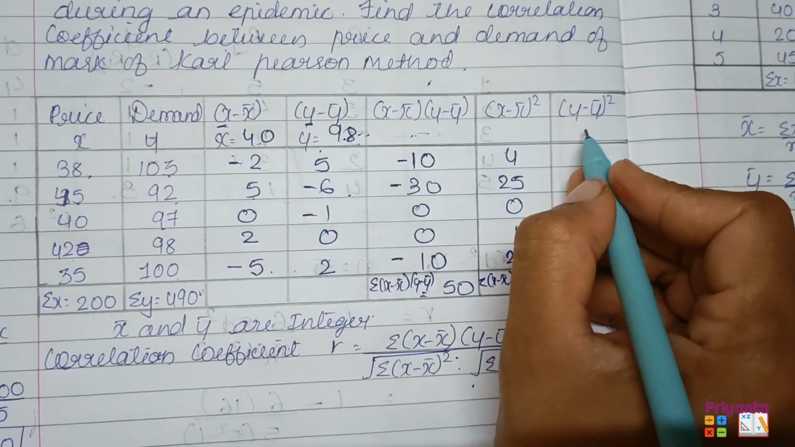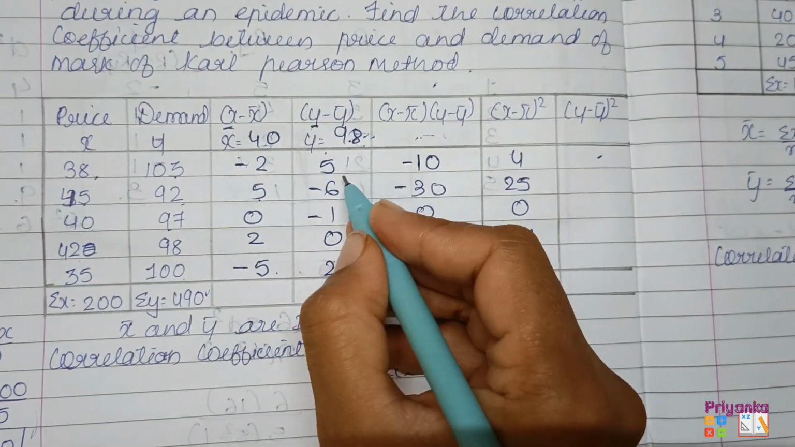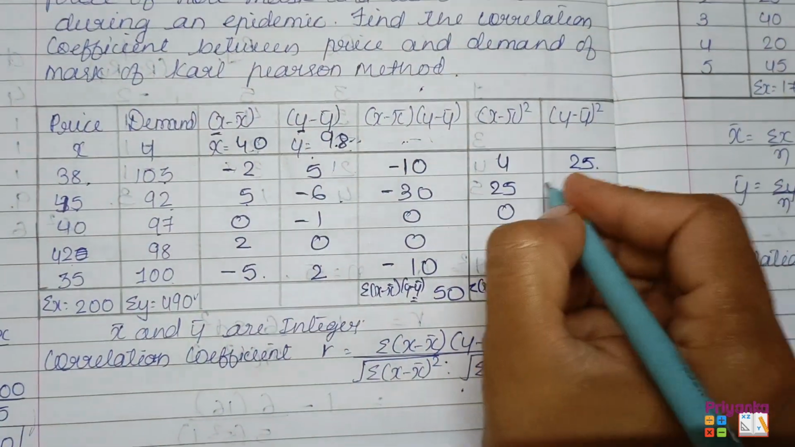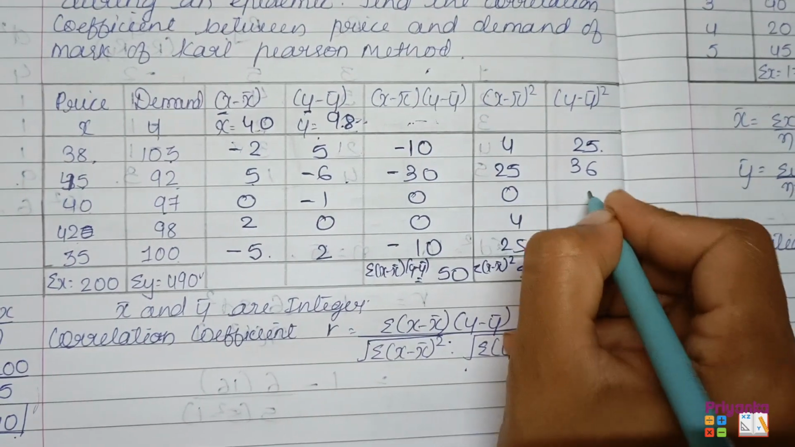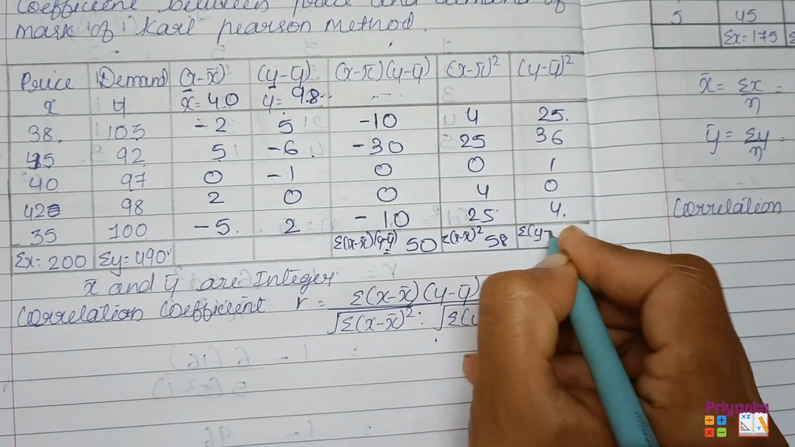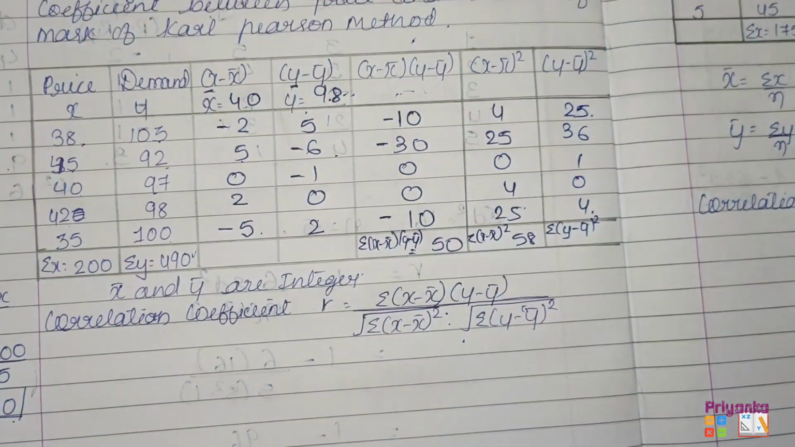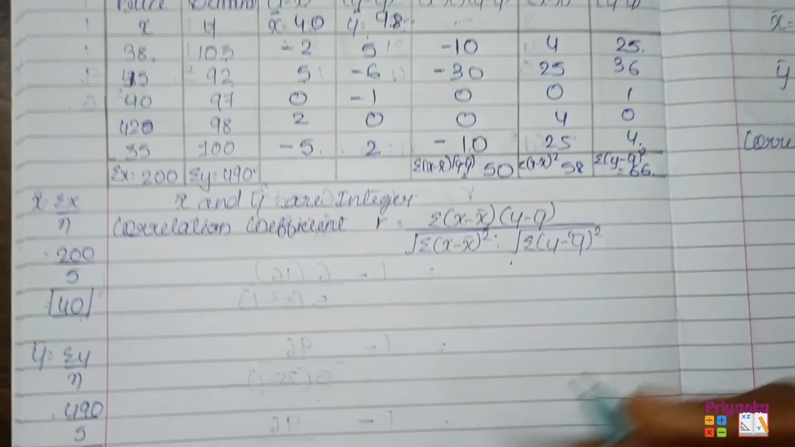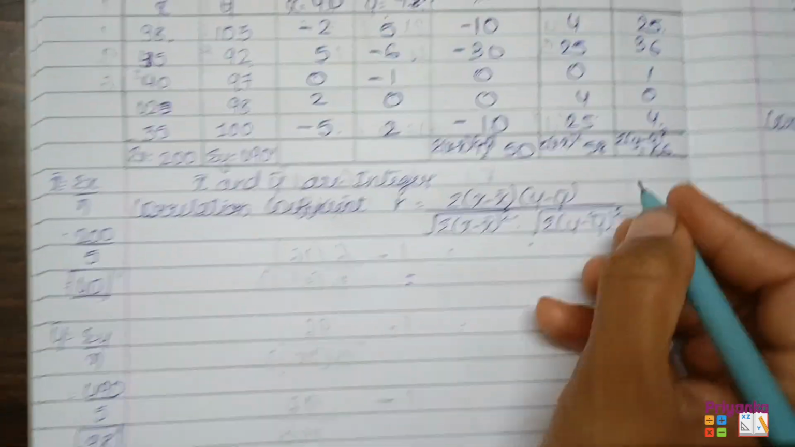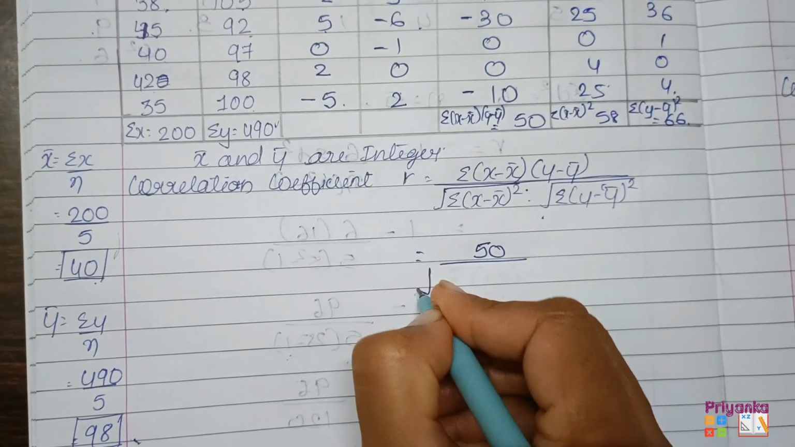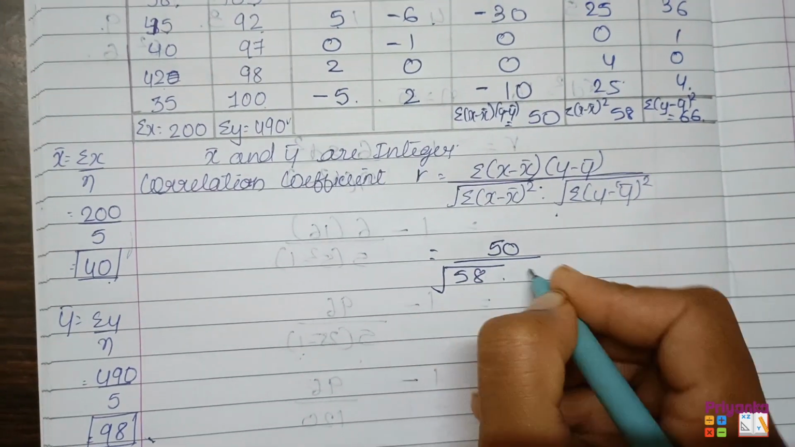And here this column also has to be squared. 5 5s are 25, 6 6s are 36, 1 1s are 1, 0, 2 2s are 4. And the total of this column, that is sigma y minus y bar whole square, we get 66. So after getting the information, just put it into the formula, that is 50 upon root of 58 into 66.